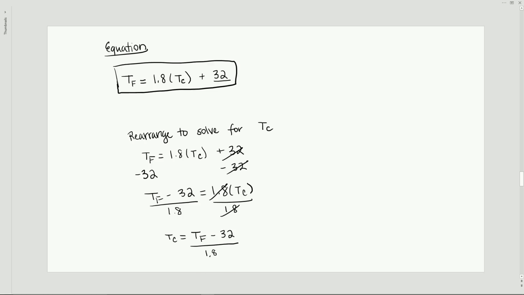Now we have an equation for each. Depending on what temperature scale you're starting with, you can use either one of the equations. And as long as you remember how to rearrange it, you can get this equation from the first equation. We'll call this equation 1 and equation 2.